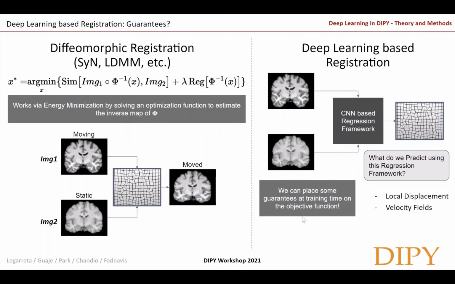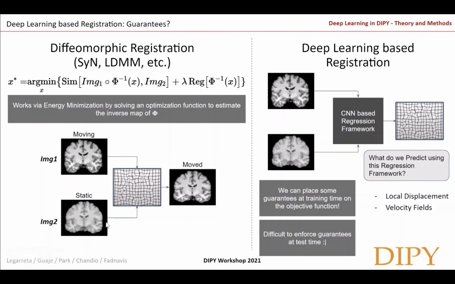And while at training time, you can place certain guarantees on the objective function, you can always enforce certain theoretical guarantees, but at test time, unfortunately, you cannot force that. The advantage of doing this deep learning based registration is that it is a little conservative in nature, in the sense that you can avoid going drastically wrong, something that is completely biologically implausible, which could happen in a diffeomorphic registration case if the problem is not that constrained.